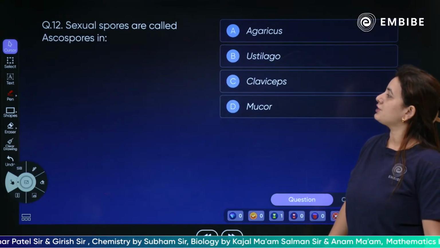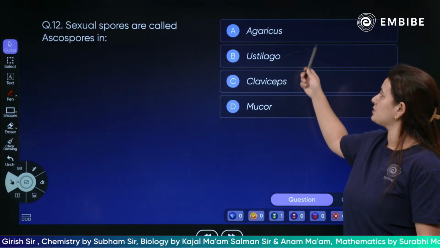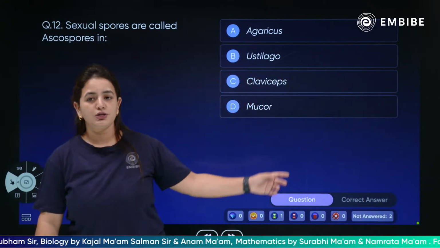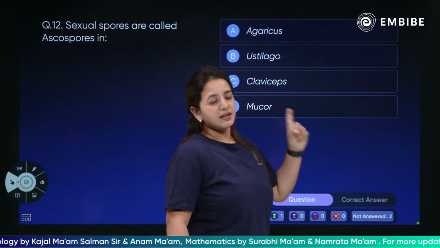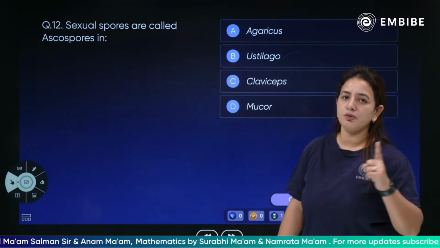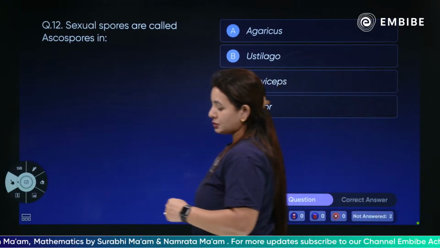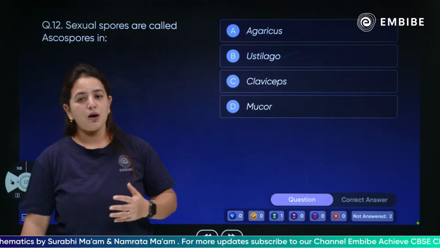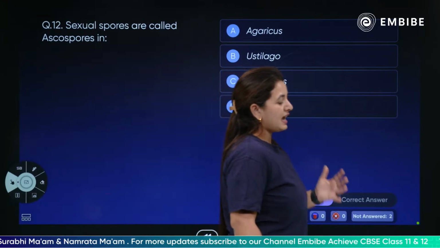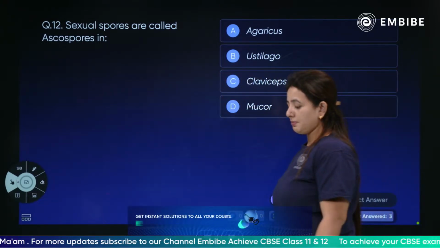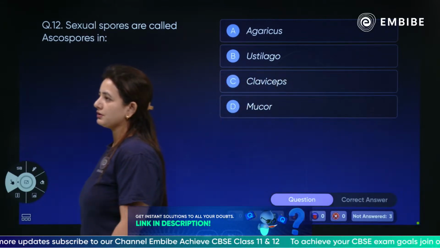Next question. Sexual spores are called ascospores in which? Ascospores are the sexual spores among which? Agaricus, Ustilago, Claviceps, Mucor. Sexual spores are called ascospores among them. Which among them is producing the ascospores?